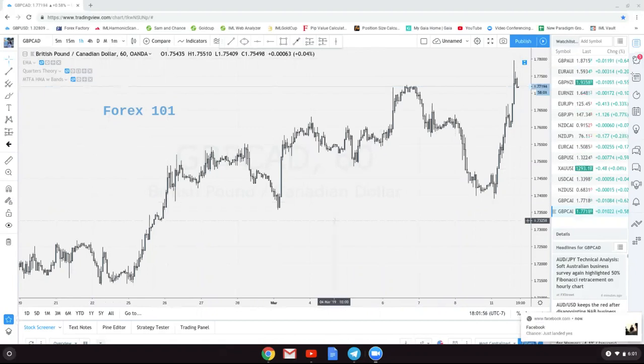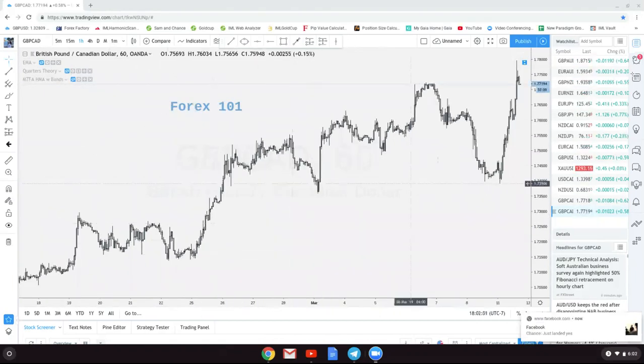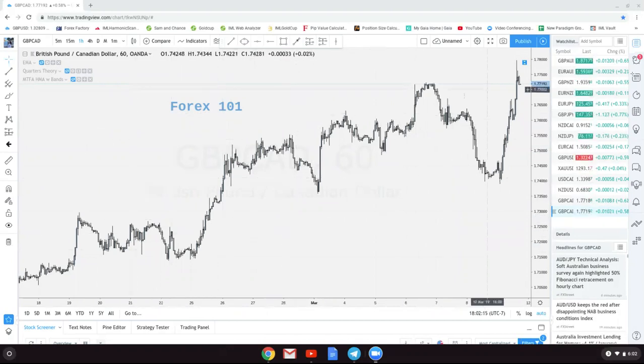So as you can see over here on this chart, price is moving upwards. And what that means is that the value of the British pound is going up in comparison to Canadian dollar. Does that make sense? I'll say it again. When price is going up here on this chart, it means that the value of the British pound is gaining strength in comparison to the Canadian dollar. So that's all that we have to know, right?